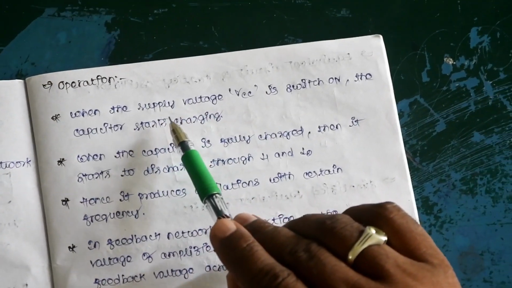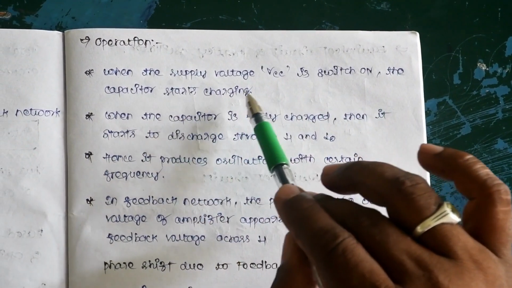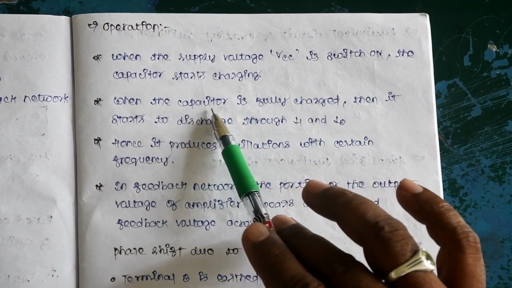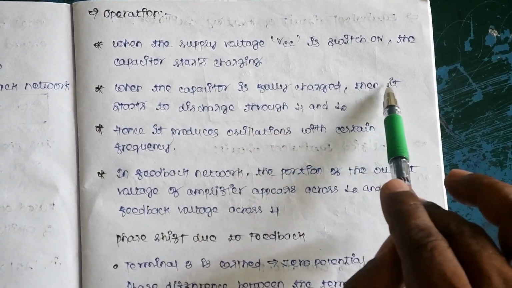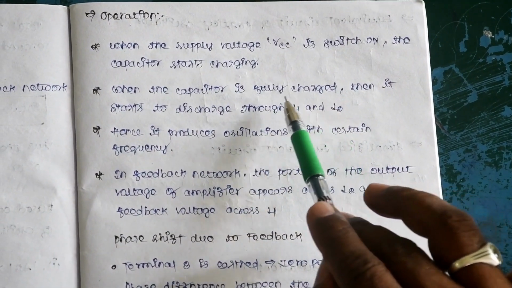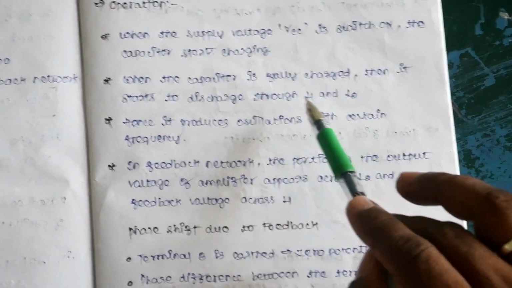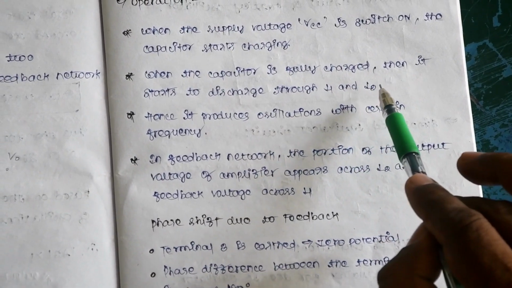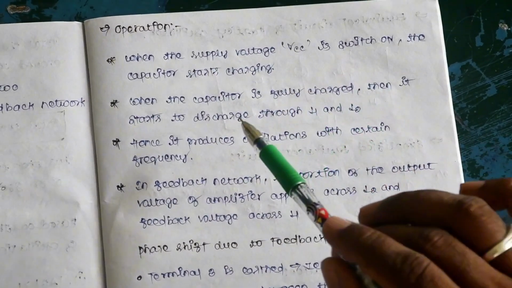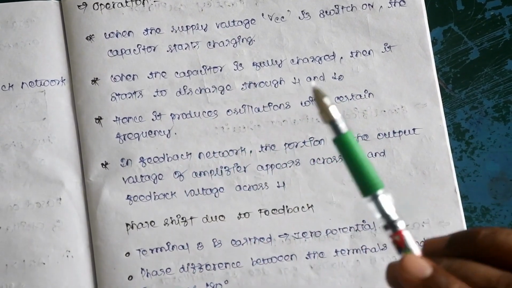When the supply voltage VCC is switched on, the capacitor starts charging. When the capacitor is fully charged, it starts to discharge through L1 and L2. Until fully charged, it will be stable. After that, L1 and L2 go to the discharge stage. Hence, it produces oscillations with a certain frequency.